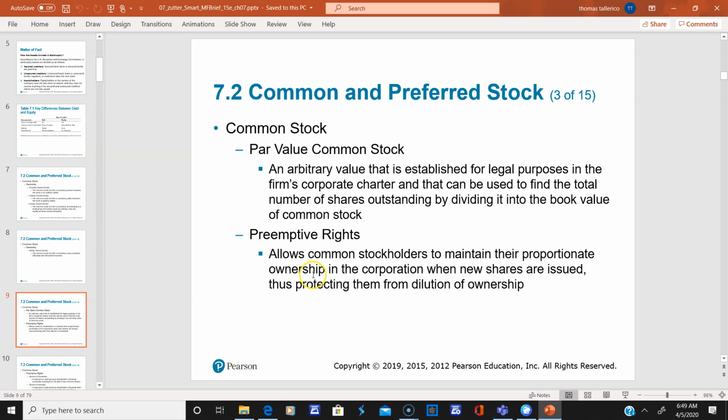Okay, so the definition of a preemptive right: it allows common stockholders to maintain their proportionate ownership in the corporation when new shares are issued. And this protects them from dilution of ownership. So basically, they get a proportional ownership in the corporation. And that's called a preemptive right.